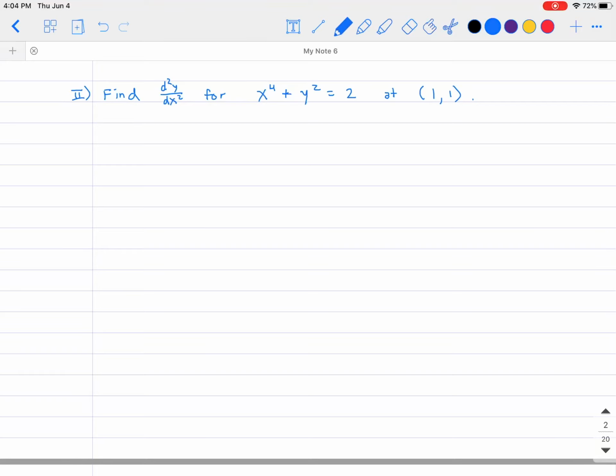By the way, this is a good thing to always check in the future: make sure the point actually exists on the curve you're trying to find the tangent for, because otherwise it would not make any sense to just plug in anything you want.